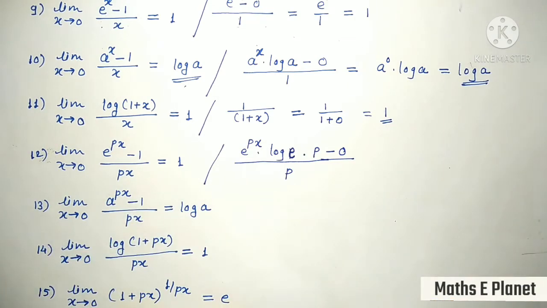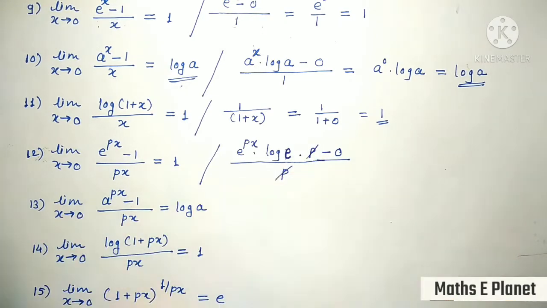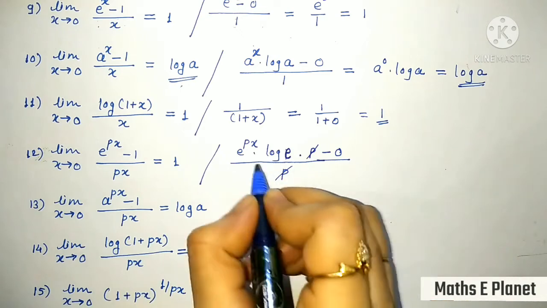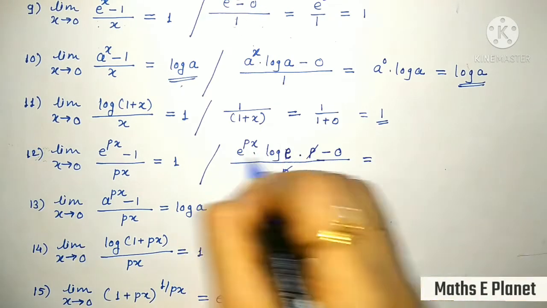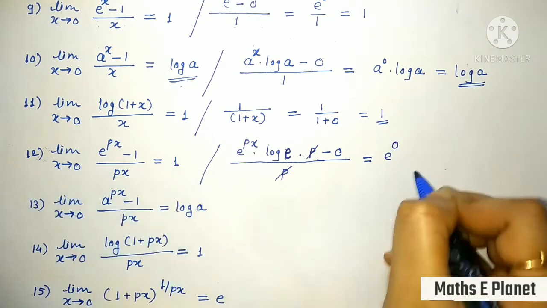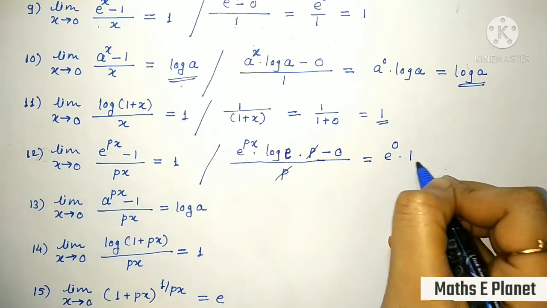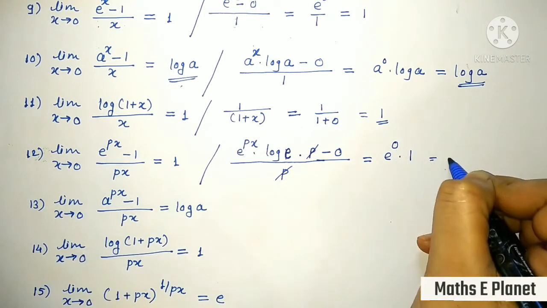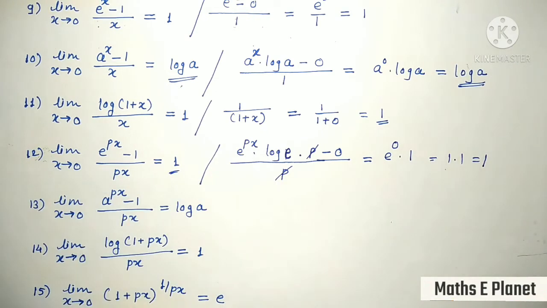Now this p and this p will get cancelled. Now put x is equal to 0 instead of x. Now e raised to p into 0 is 0, into log e, which is always 1. So e raised to 0 is always 1, and 1 into 1 is 1. So the answer is 1.